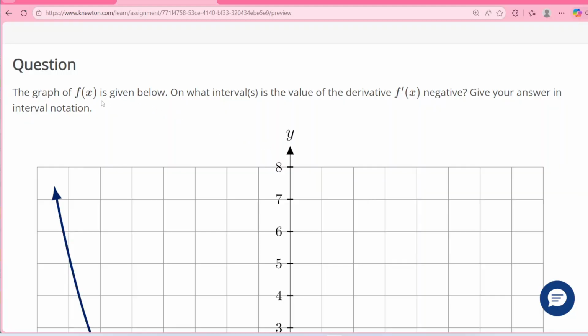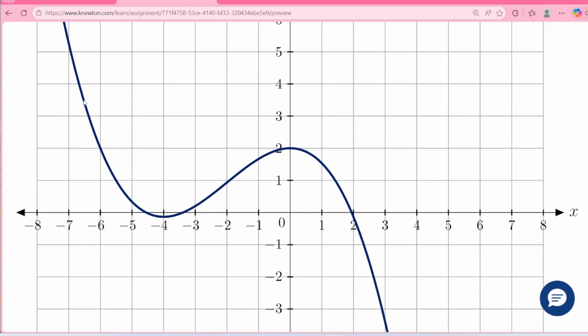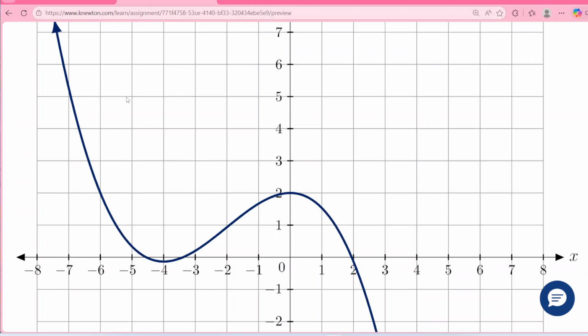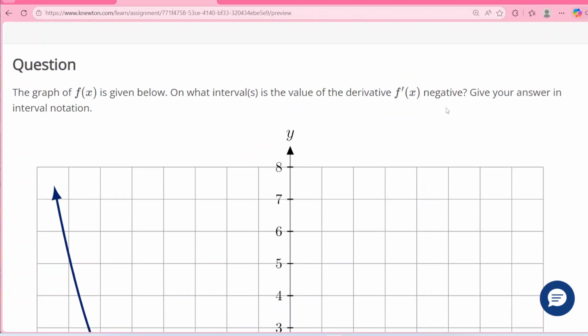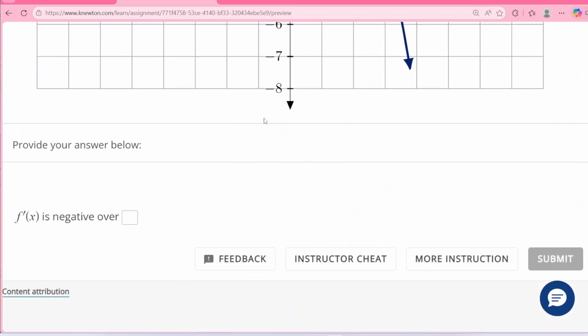All right, so now the graph of f is given below. On what interval or intervals would the value of f prime be negative? So again, this is the graph of f now, the original function. So wherever this is decreasing, the derivative will be negative, right? So f prime will be negative wherever this is going down.